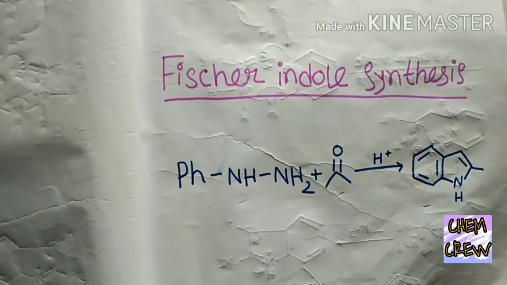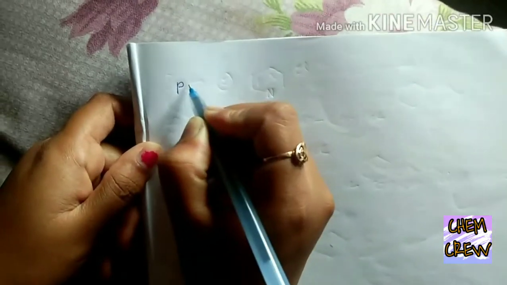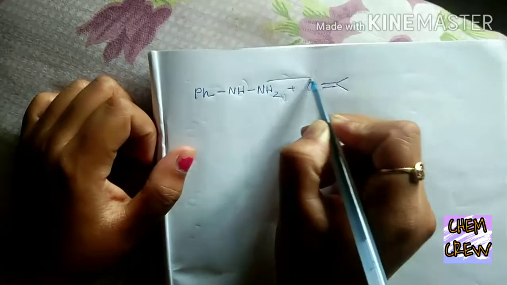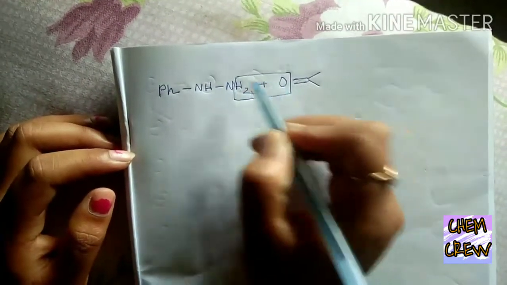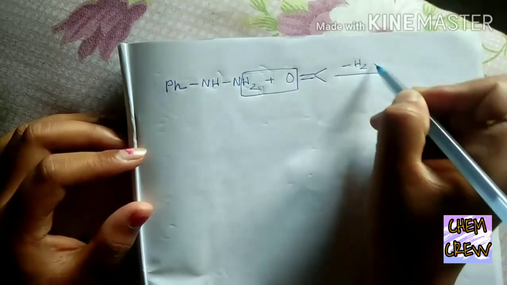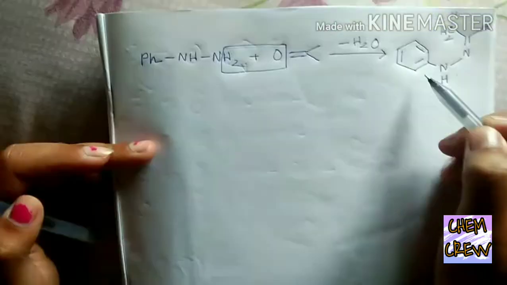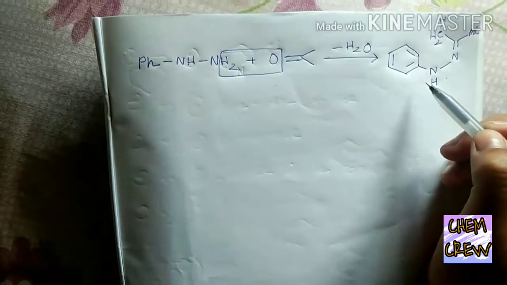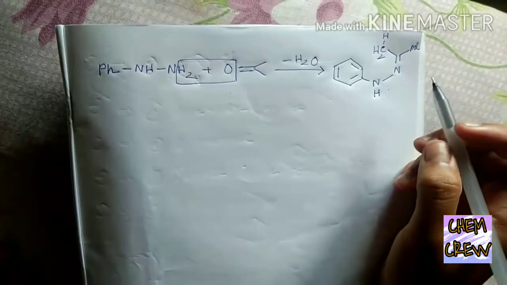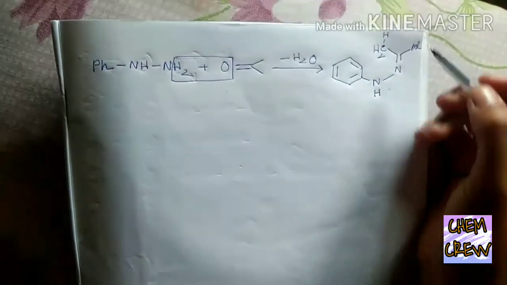Now we will look into the mechanism of this particular reaction. So what happened here is this hydrogen and this oxygen are going to be eliminated as minus H2O. So this is the first step of the reaction, where you will get an imine. Imines are inherently less stable, so they will readily undergo tautomerization.